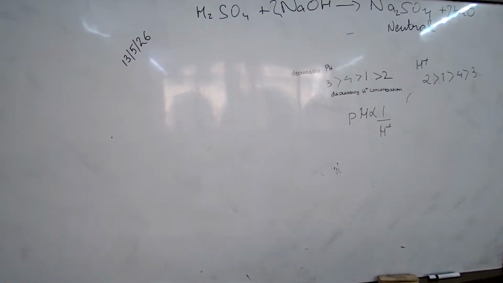The pH of tap water was around 7. So our answer will be C, third and fourth. 3 and 4. Answer is C.